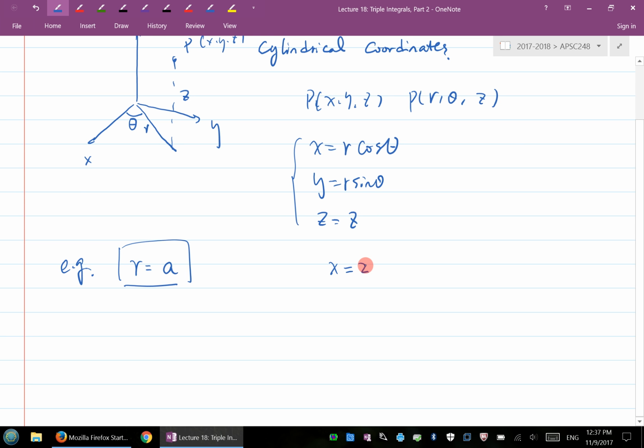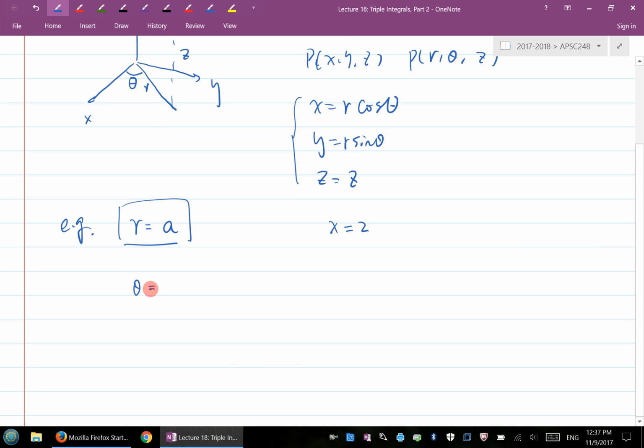When you see x equal to 2, in a 3D sense, you're talking about a vertical plane, x equal to 2. So what about in cylindrical? If you tell people here is something r equal to a, what do you think that represents? In 3D space, r equal to a in the planar case is a circle, right? But in 3D, it actually represents a cylinder.